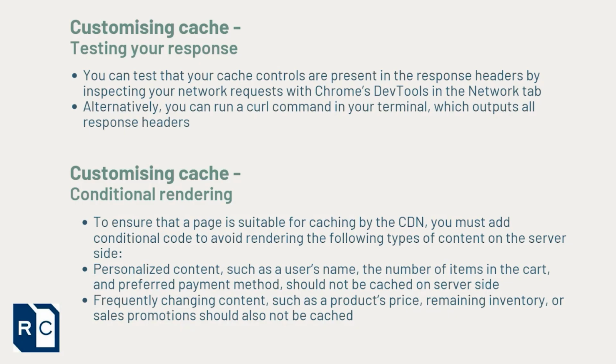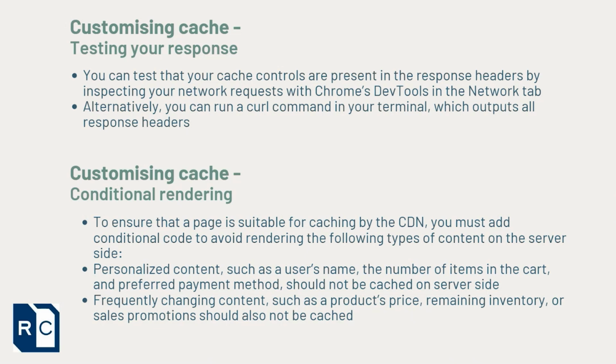If you want to test your response, one way you can do it is through your network tab. On any web browser that you're using DevTools, you can simply check your networks tab and look against a network call to see if the cache is implemented or not. Another way is for you to use a curl command in your terminal to output all of the response headers. Besides that, you do need to ensure when you're customizing your cache that you do carry out conditional rendering.